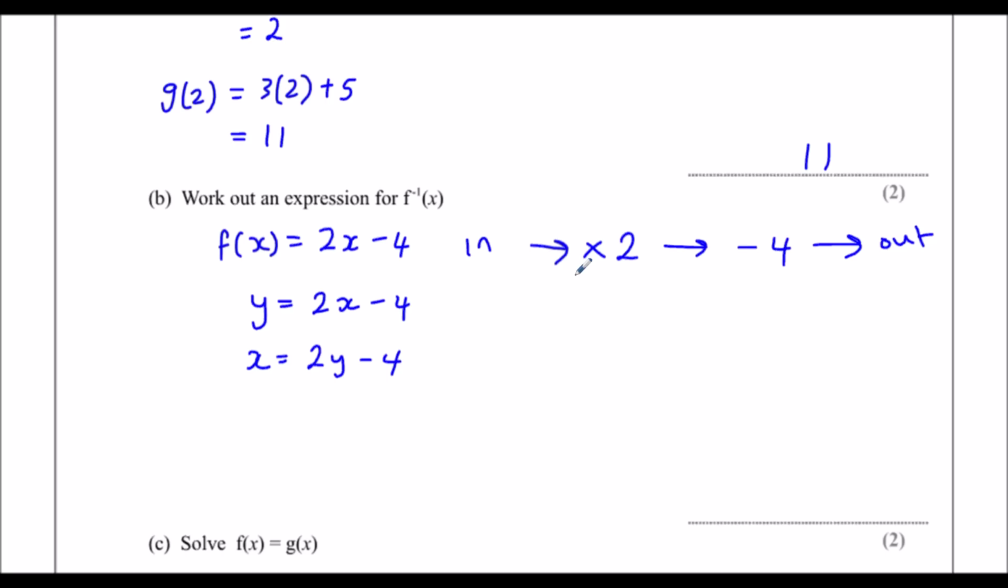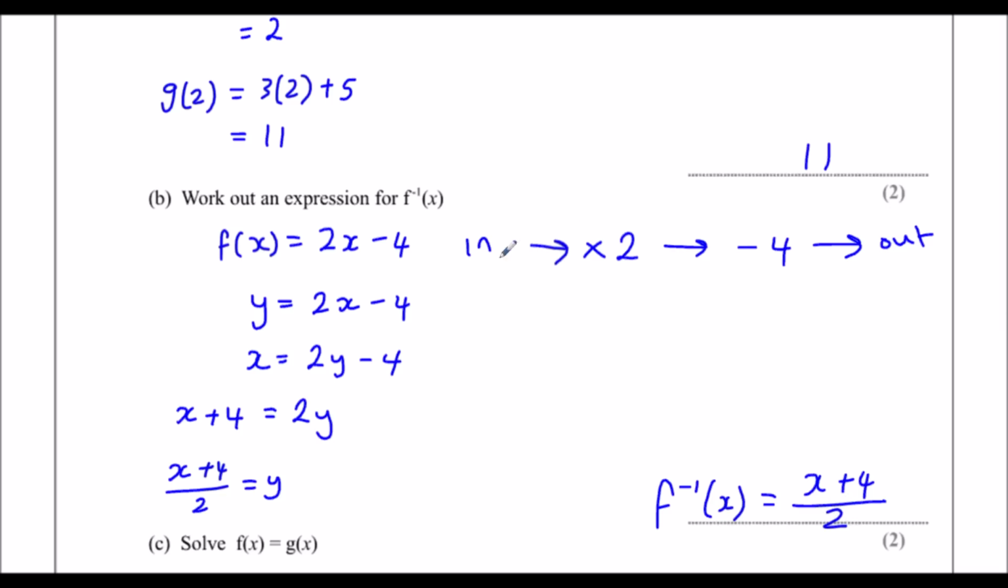I'll carry on doing it the way I was doing it. So I've switched x and y around, and then I'm going to rearrange it to make y the subject. So I'm going to plus 4 to both sides. So 2y equals x plus 4. Then to get y by itself, divide by 2. So x plus 4 over 2 equals y. So this is our inverse function, x plus 4 over 2. So the original, we times by 2, then took away 4. The opposite of that is add 4 and divide by 2. X plus 4 over 2.